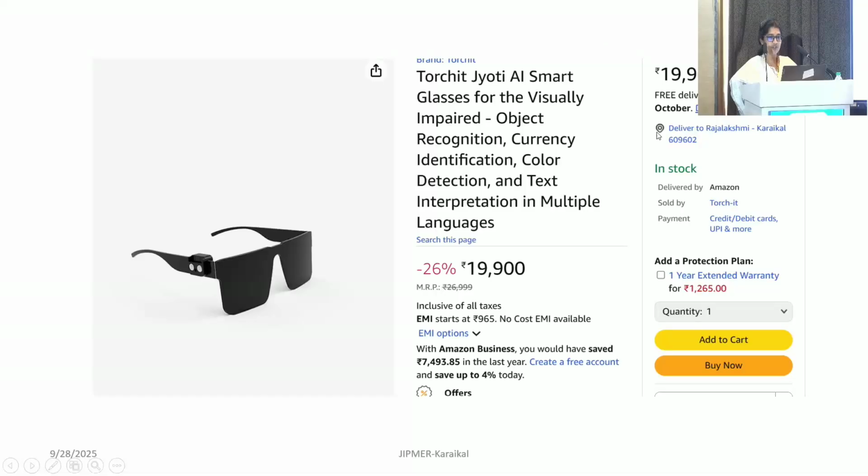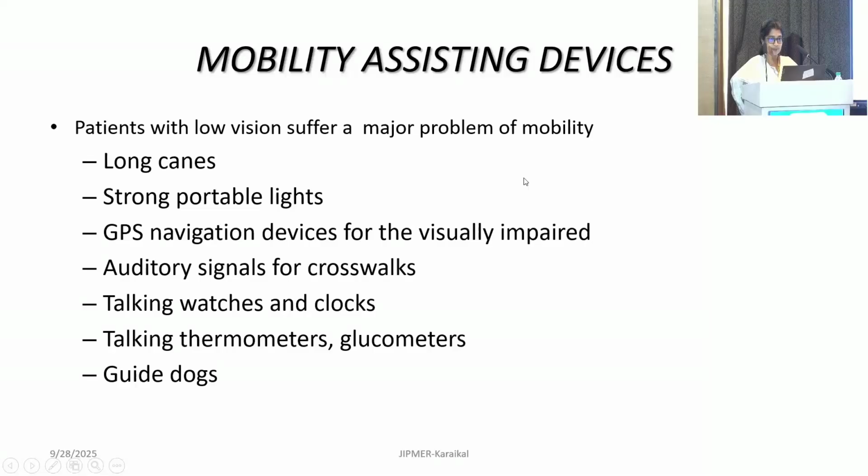With this picture, I've taken a screenshot from Amazon just yesterday. I wanted to check whether it's there, and it costs around 20,000. And see, they say it is for currency identification, color detection, text interpretation, in multiple languages. So this is the AI smart glasses.